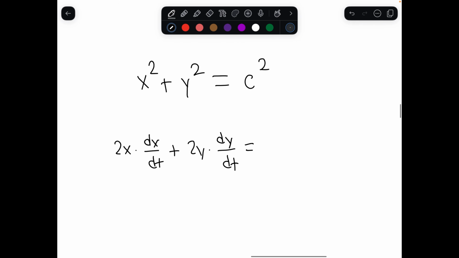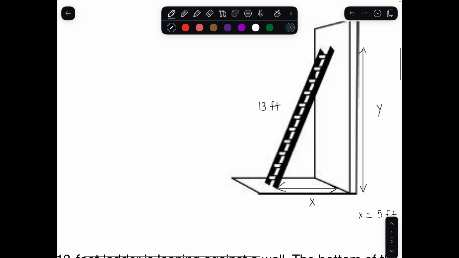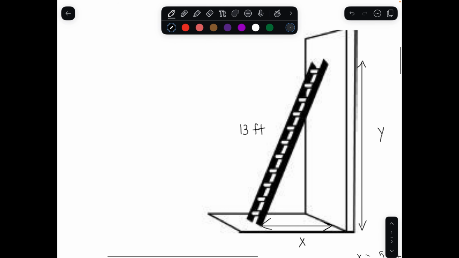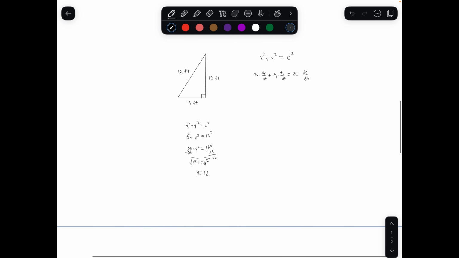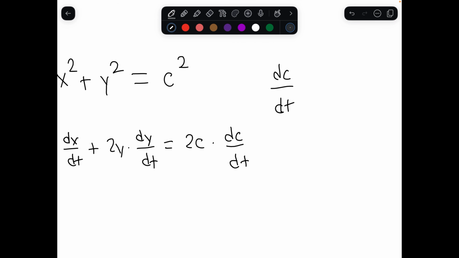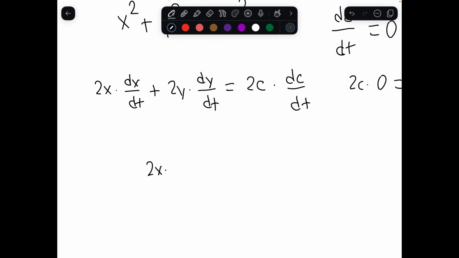equals 2c times dc/dt. And remember, the rate dc/dt is 0 because the length of the ladder, or the hypotenuse, which is c, is not changing at all. It's only x and y that are changing as time passes on. So dc/dt is actually going to be 0, and 2c times 0 is going to be 0. So you're going to have 2x dx/dt plus 2y dy/dt equal to 0.